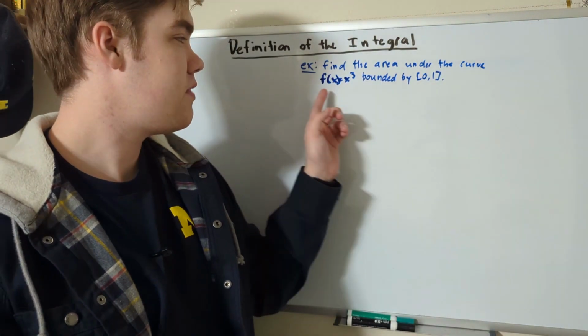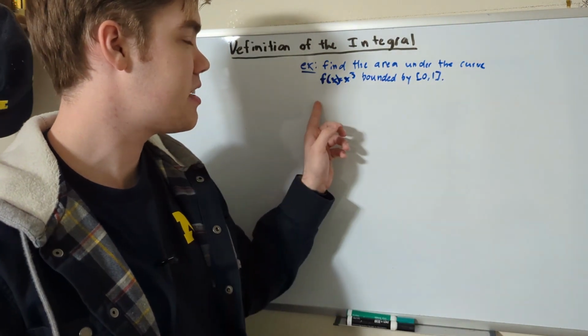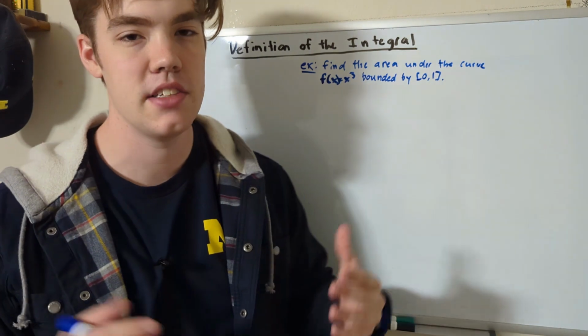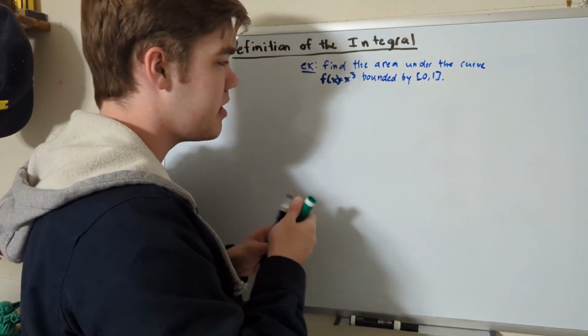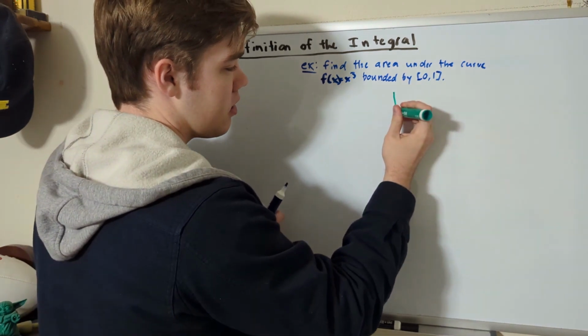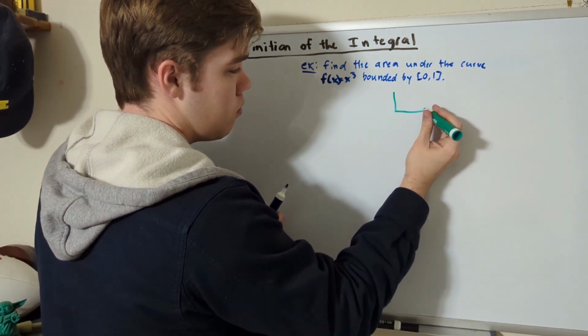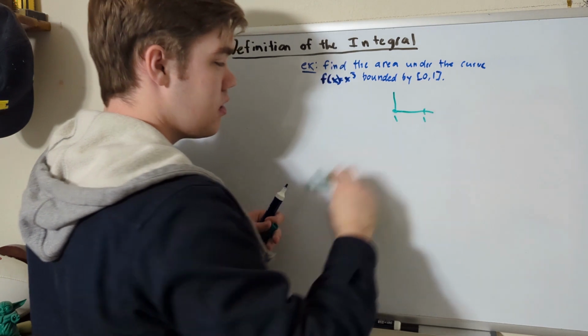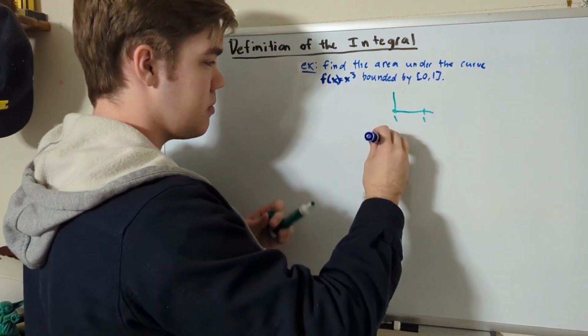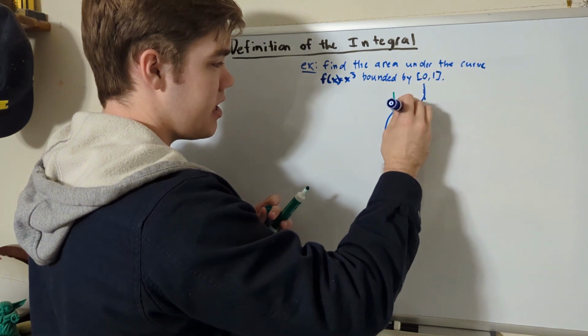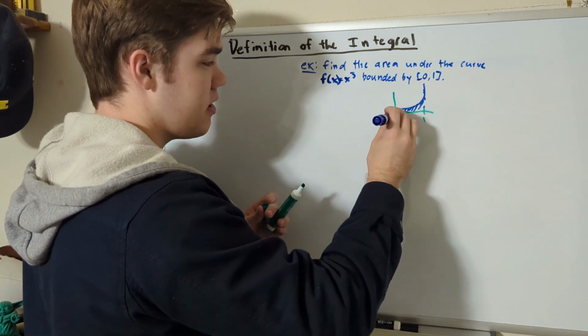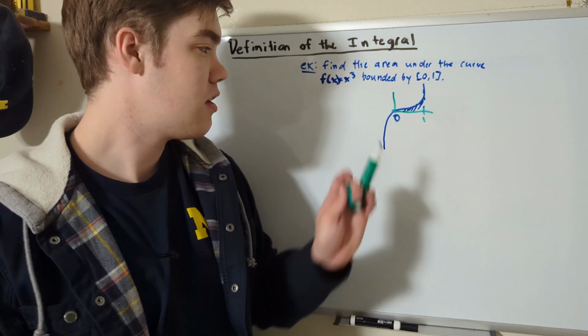In our example, we want to find the area under the curve f of x is equal to x cubed bounded by 0 to 1. So that'll look something like this. Let's use the green marker, why not? Here's our graph, and here's 1, and here's 0. And x cubed will look something like this. It'll come down, and then we shoot way up. So it'll be this tiny area here between 0 and 1. So we're looking for that area.